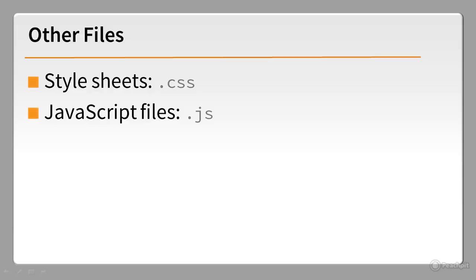There are two other main types of file that you'll frequently use. Style sheets should have the file name extension .css, and JavaScript files normally use .js as the file name extension.